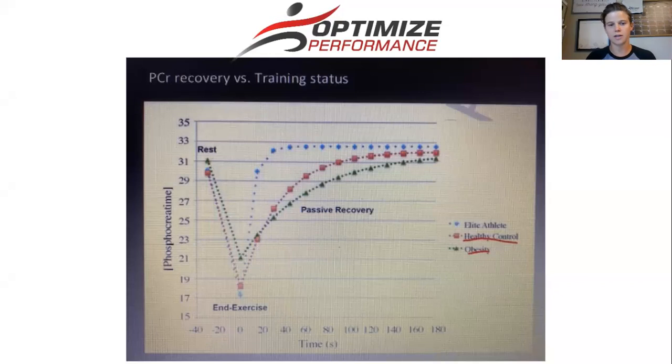Okay, so last one here, touching on that recovery. So when you have 3 different types of individuals, you can see that rest, the end of exercise here, and then the rate of recovery. So an elite athlete is recovering pretty quickly all the way back down to the resting level. Healthy control, recovering as well. And then we have our obese individual, which isn't as efficient at recovery and it's taking a little more time. So if you're out there with your training partner, that you could have very similar body types, but different levels of recovery, this is where we're going to see a big difference.